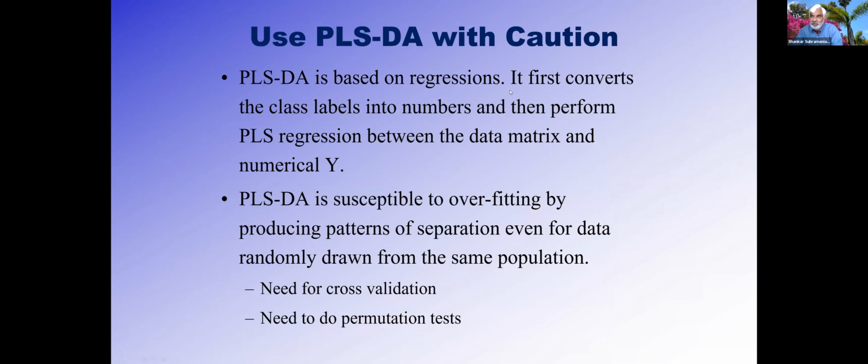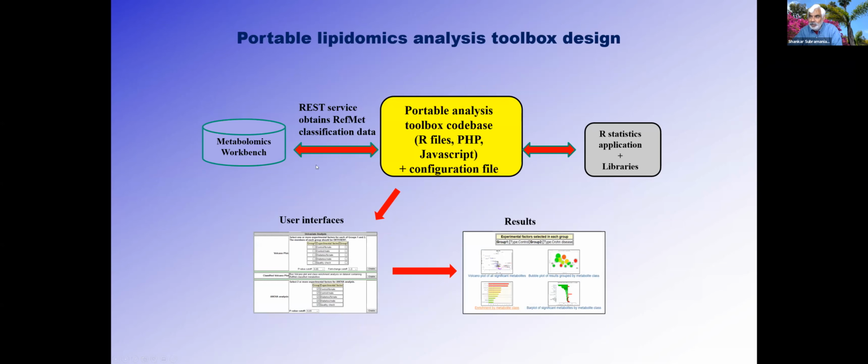Now use it with caution because it is based on regression. It first converts the class labels into numbers, so it's susceptible to overfitting. Sometimes you overfit in PLS-DA, so you need to do cross-validation, you need to do permutation tests, etc. Don't worry, all of this is present in the simple statistics package R. R is a Bible for statisticians. If you use the R package, it does all of this for you, and we do it in the Metabolomics Workbench for you. I'm going to walk you through 5 to 7 minutes of some very simple examples of analysis and tools.